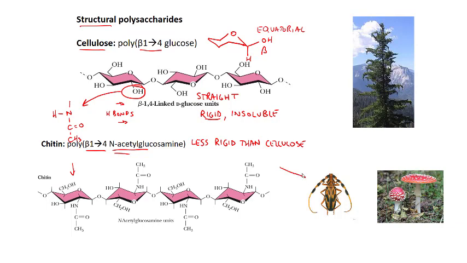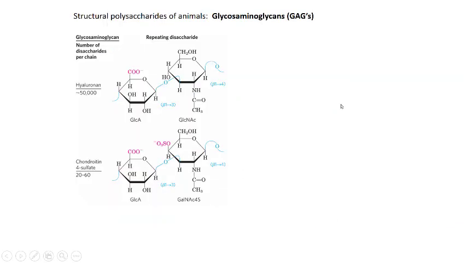So chitin is found in the exoskeletons of insects. It's also found in the cell walls of fungi. And in both cases, it's a bit less rigid than cellulose, which is what's found in the cell walls of plants. And structural polysaccharides are not just for plants and fungi. We have them too. The animal equivalent of these are what we call the glycosaminoglycans, or GAGs.